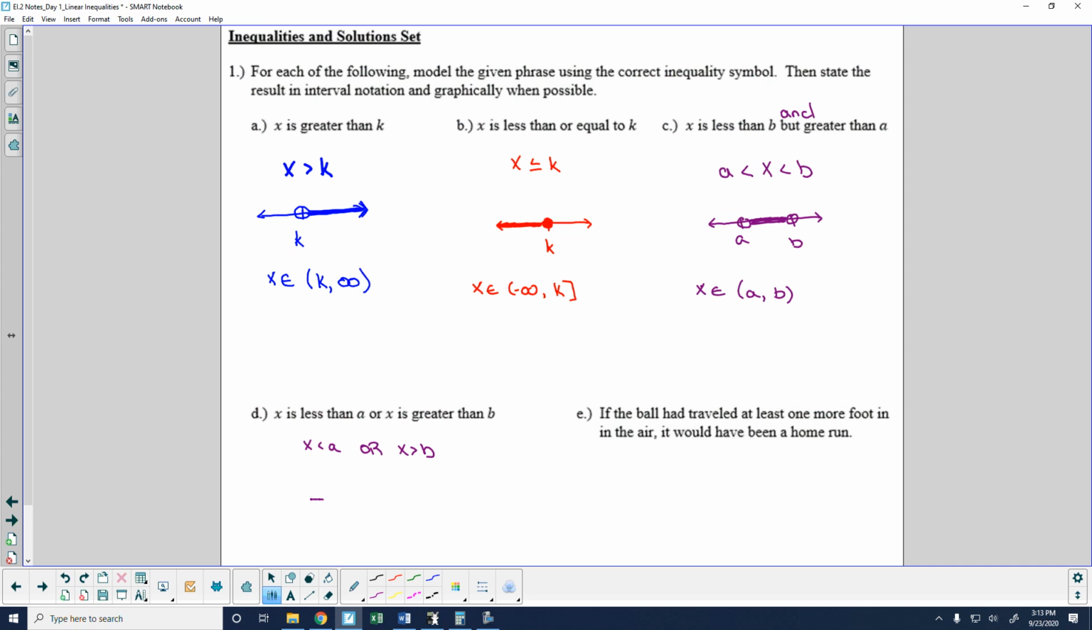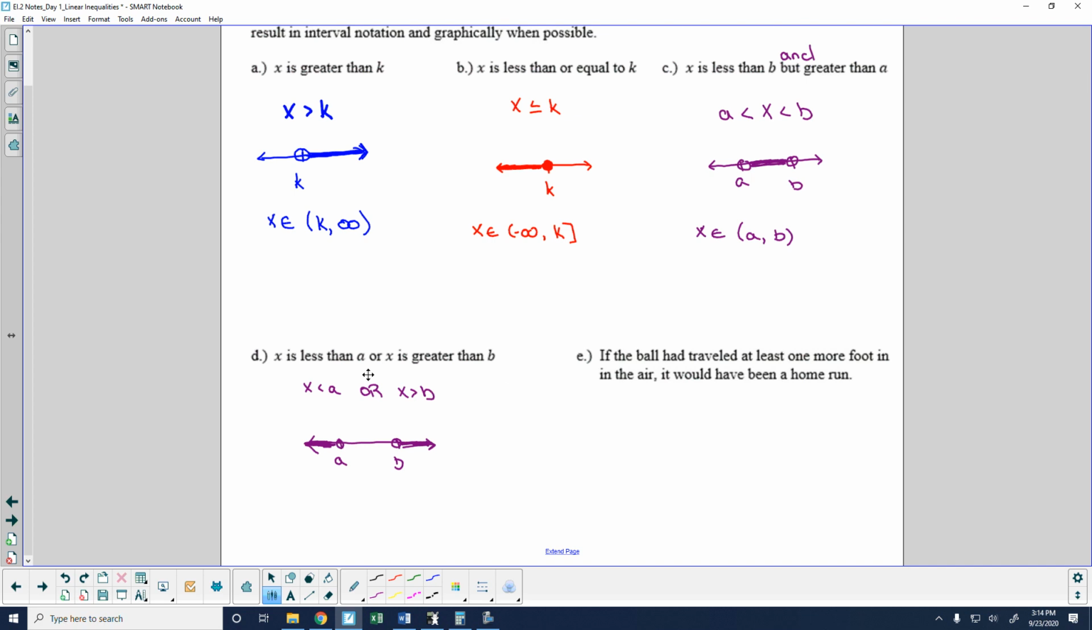So as I come to the graph this time, we can again deduce that a is to the left and b is to the right. We're not equal at a and b, so open circles. Less than a would be shading to the left of a. Greater than b would be shading to the right of b. And because this is an or, there's no overlapping of the two. We're just looking at what satisfies this first condition and what satisfies the other, not both. Where in C, we were looking for both.